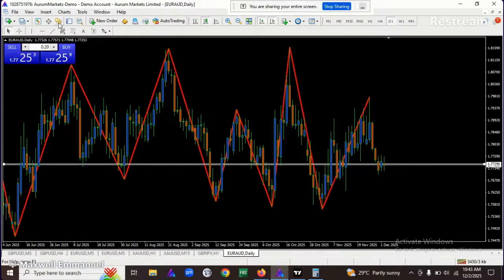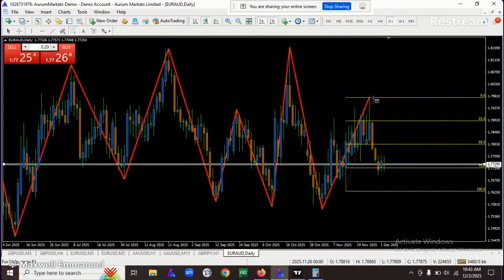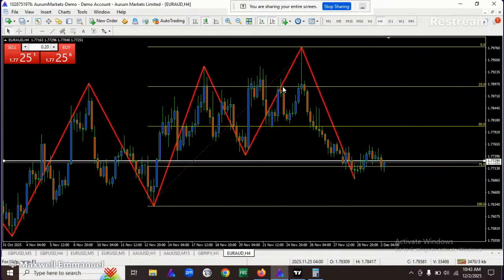Okay, so let's just apply our Fibonacci. This is a swing low, swing high. Price is currently at a discount area, so we look for buy. Now let's go down to 4 hour. So you can see on 4 hour, if we apply it, you can see swing low, swing high, price is at a discount, then we should expect price to pull back to a premium area.